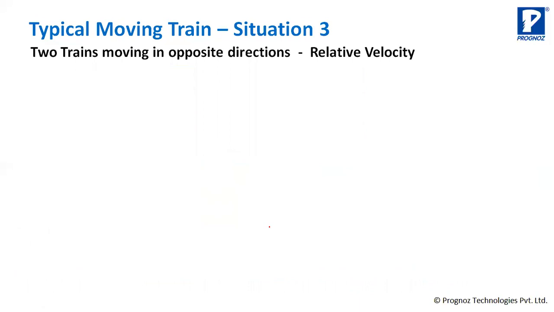Let's see the third situation. You must have traveled on a train, and when you move in a train and some other train comes from the opposite direction, what do you feel? You feel that that train is going very, very fast, and you find yourself stationary. Your train is not moving. You feel like that, but the other train moves very fast.